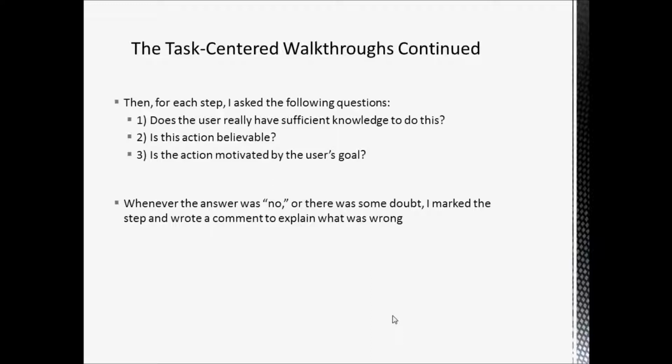So during the walkthrough, I looked at each of the different concrete task examples, and for each of the steps in these tasks, I asked 3 questions. Does the user have sufficient knowledge to actually do this step? Is the action believable? And is it motivated by their goal? So for any step, if I had a no answer or there was some other cause for doubt, I marked the step and wrote a comment next to it to explain what was wrong. I used these comments later to address these issues in my design.